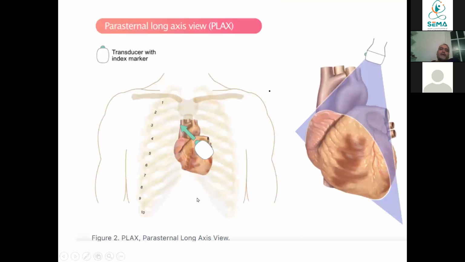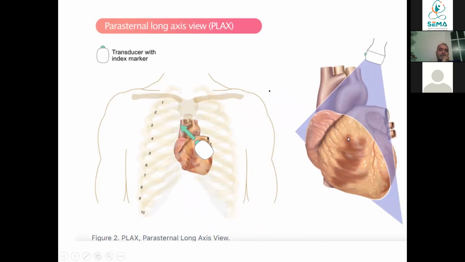So here, how to do the long axis, parasternal long axis. Usually parasternal long axis also is very helpful to see what is going on. Right ventricle, left ventricle, the IVS, I mean the ventricular septum, and also you will see the aortic valve. You will see the mitral valve in long axis.